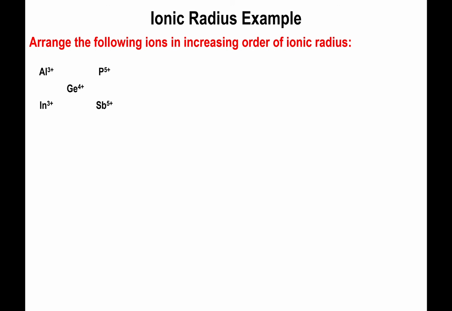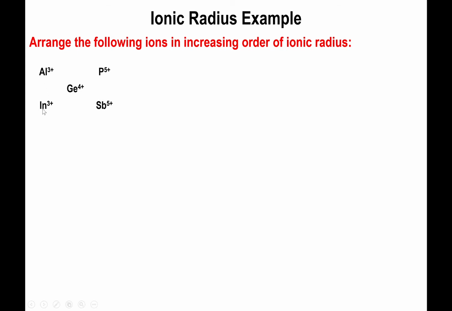So let's go over an example of approximating the ionic radius of an ion using Slater's rules and how we can use that to come up with a trend. In the example shown here, I'm asking you to arrange all the 5 ions on the left side of the screen in increasing order of ionic radius. That means going from the smallest ionic substance to the largest one.